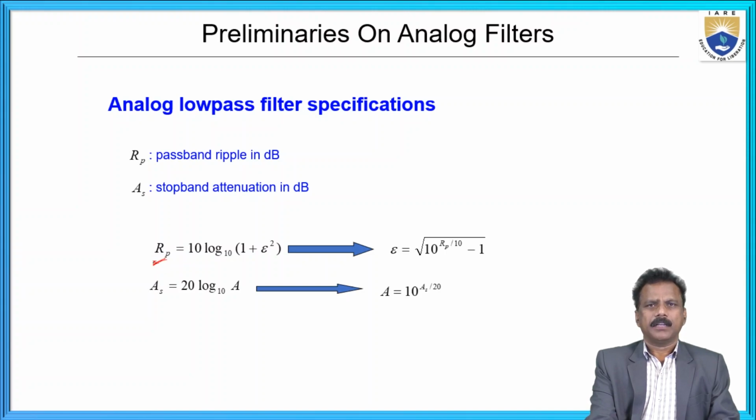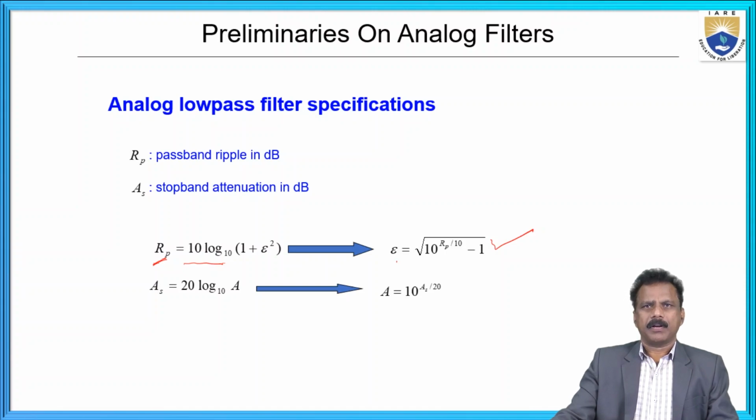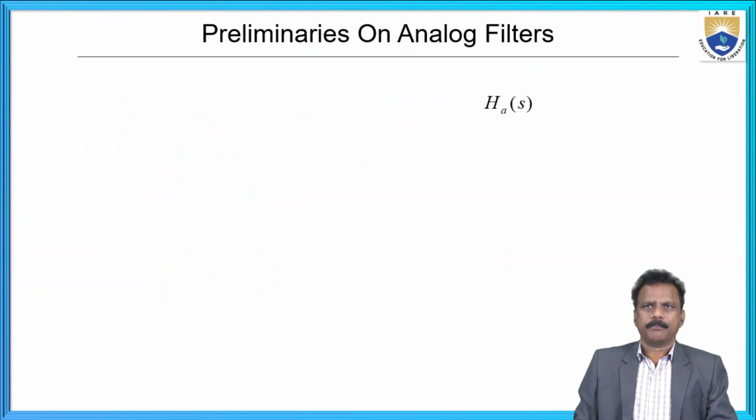For Rp, we have to follow this mathematical notation: the passband ripple in decibels is 10 log base 10 of 1 over (1 minus epsilon squared). Similarly, As, the stopband attenuation in decibels, is 20 log base 10 of A, where A is equal to 10 power As by 20. This is how we follow the analog low pass filter specification.